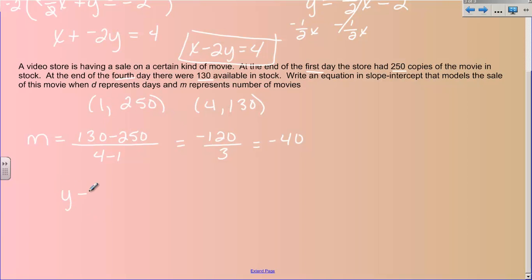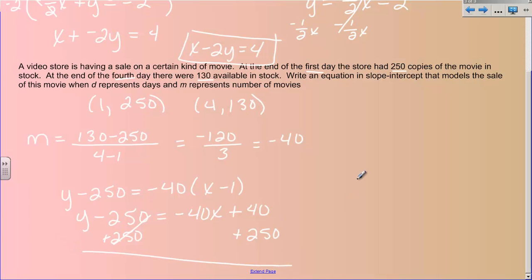So I'm going to have y minus 250 equals -40 times x minus 1. Distribute, so I have y minus 250 equals -40x plus, because a negative times a negative becomes positive, 40. And it says in slope-intercept, so I just get y by itself. So I'm going to add 250 to both sides. And so I get that my final equation is going to be y equals -40x plus 290. There is your equation in slope-intercept form.